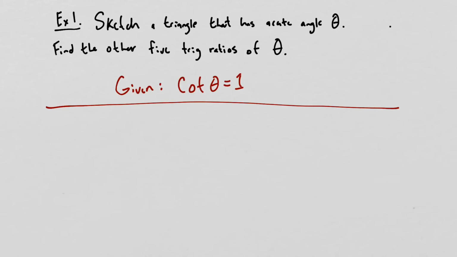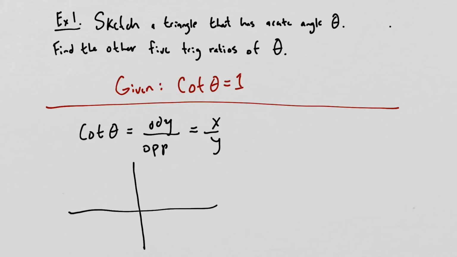Example number 1. We want to sketch a triangle that has an acute angle theta, and then find the other 5 trig ratios of theta. Here, we're given that the cotangent of theta is equal to 1. So to solve this problem, let's go ahead and write out the definition of cotangent. The cotangent of any angle theta is going to be equal to the adjacent divided by the opposite. Or if we write this in terms of x's and y's, this is going to be x divided by y.